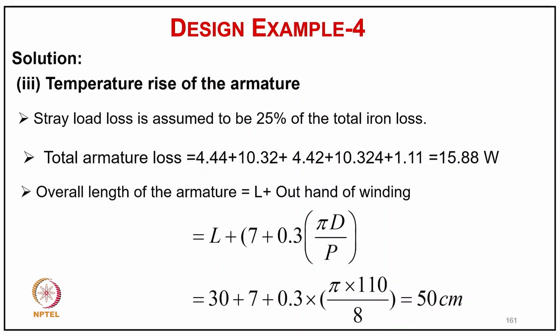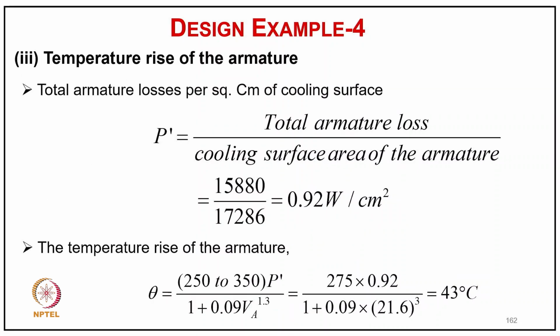The whole length of armature is L plus the overhang of the winding. So putting the values here it comes to typically 50 centimeter. So now total armature loss per square centimeter of cooling surface, P dash, is equal to total armature loss divided by the cooling surface, and it comes to 0.92 watt per centimeter square. So temperature rise of armature θ, putting in the formula, comes to 43 degrees Celsius.